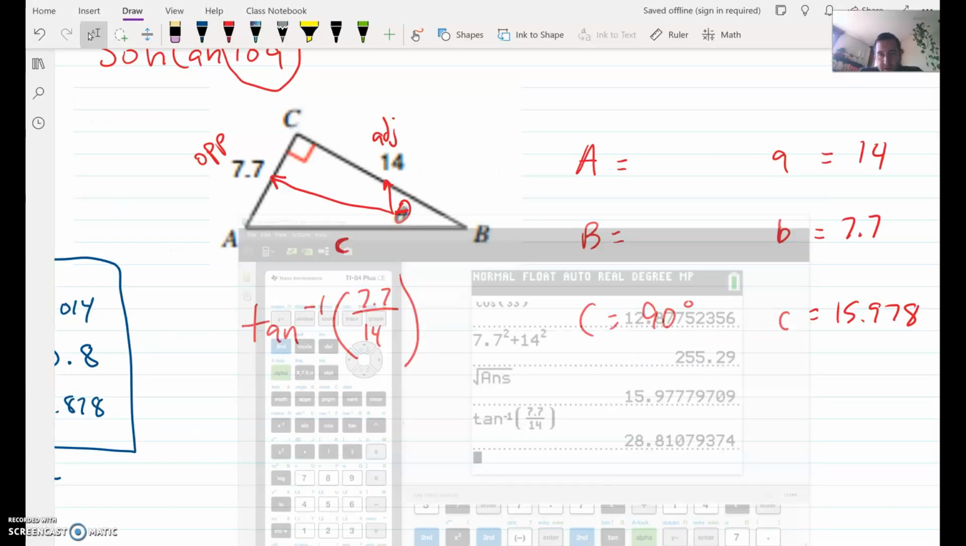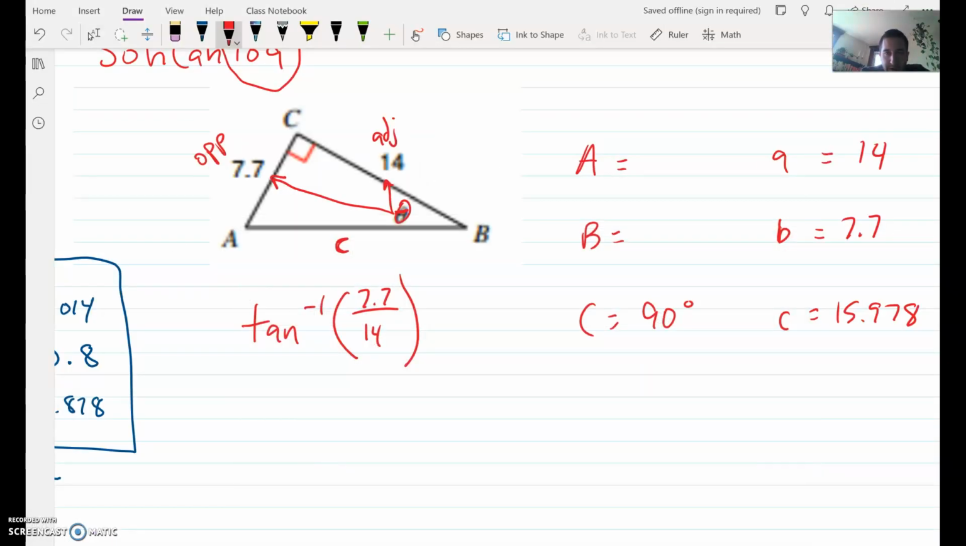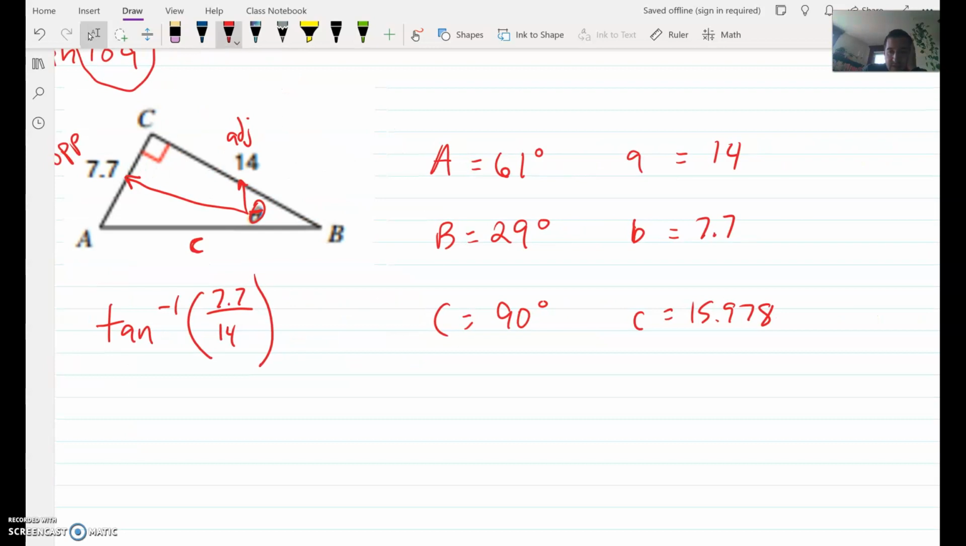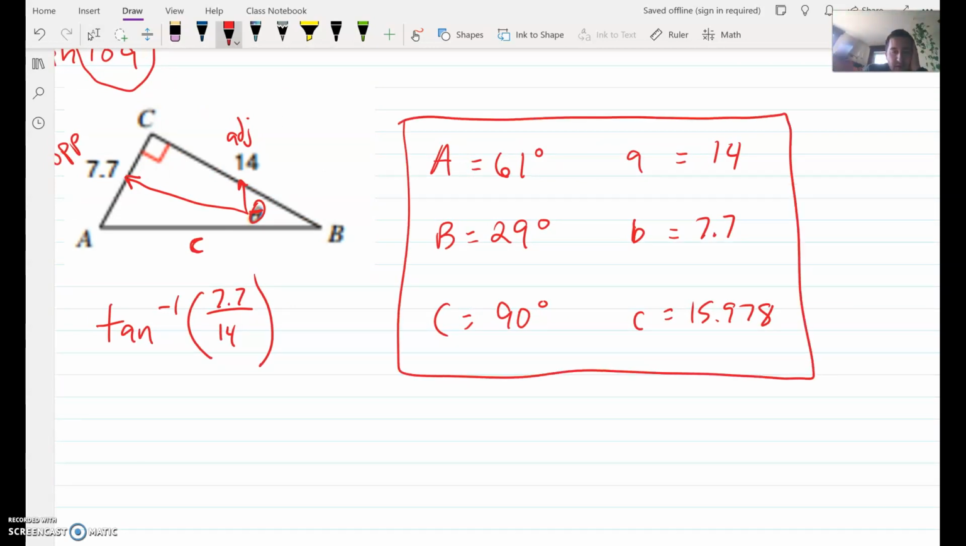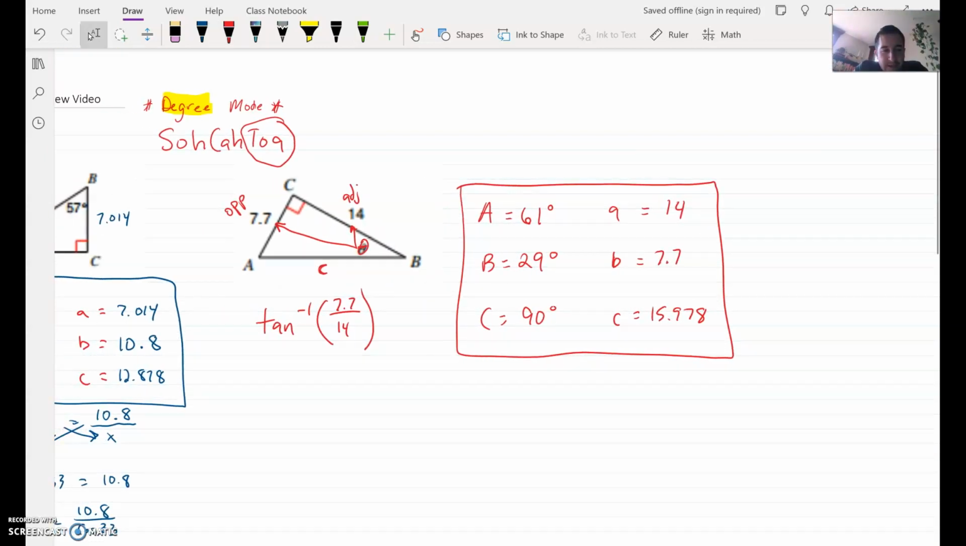so that's 29 degrees for angle B. And once again, when you have two angles, you don't need to do another trig function. You can just do 180 minus 90, which is 90, and 90 minus 29, which is 61. So that adds up to 180. And once again, let's check: biggest angle, biggest side. Yep, that is the solution to that triangle.